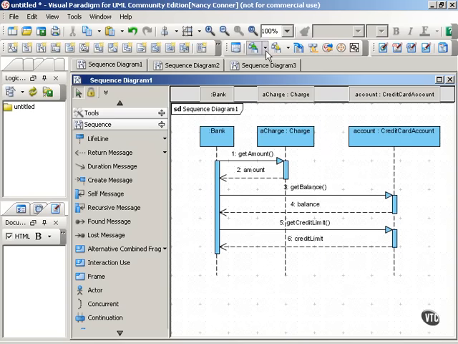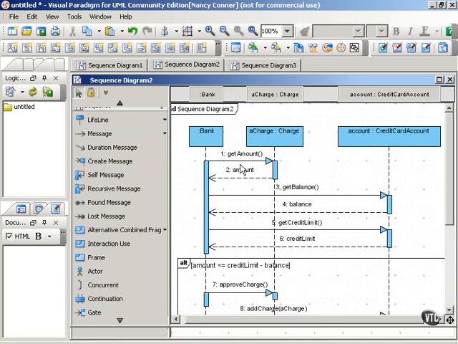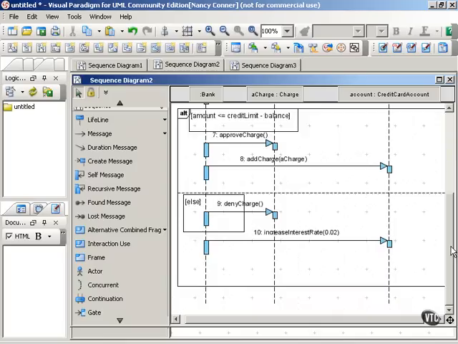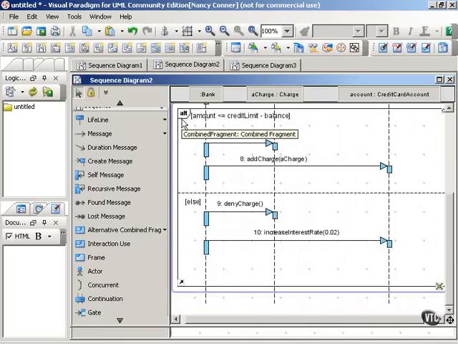So how do we show this? Here's the part of the diagram we were just looking at, getting the amount, the balance, and the credit limit. Here we have our interaction frame. It says ALT for the operator in the corner, and here's the guard condition for these messages. Because there are different paths that could be taken depending on which condition is met, the interaction frame is divided into, in this case, two sections. Obviously you can have more.